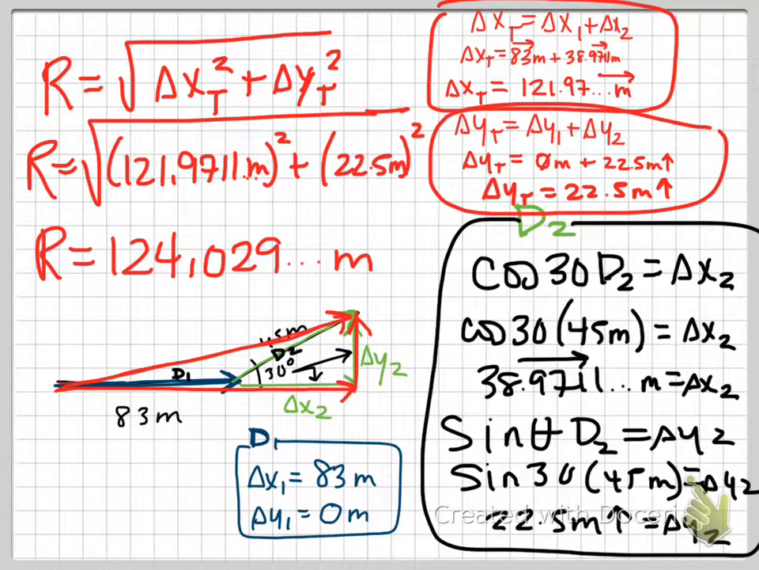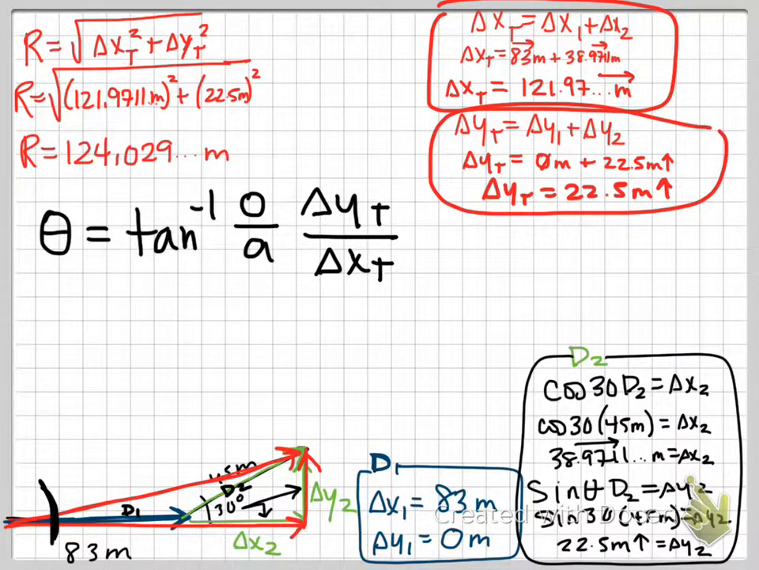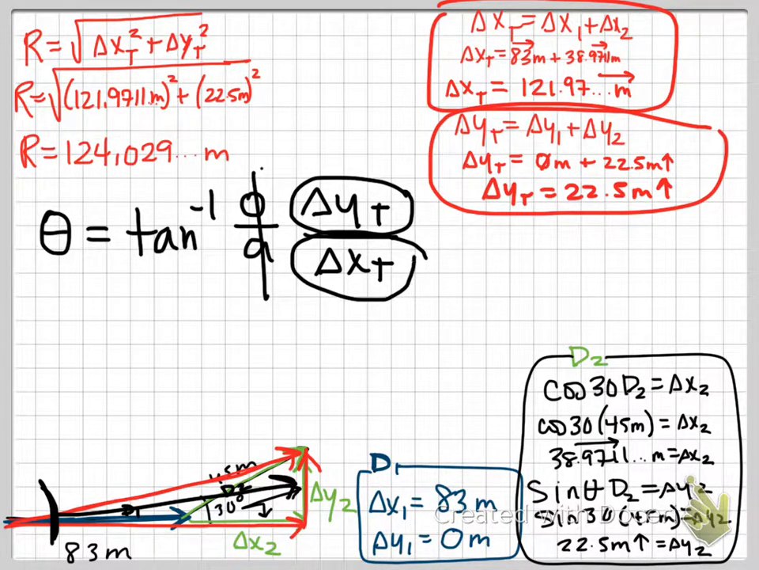I'm not done. What else do I need? I need a heading. And that heading, of course, is going to be the angle formed there between our resultant and the ground. So I wrote this up as theta equals inverse tangent opposite over adjacent. But then I'm going to get rid of that opposite over adjacent. That's just to help remind me that I'm looking at opposite over adjacent. When I look down here, I'm going to realize that delta y total is my opposite, delta x total is my adjacent. And I'm going to get rid of this altogether.